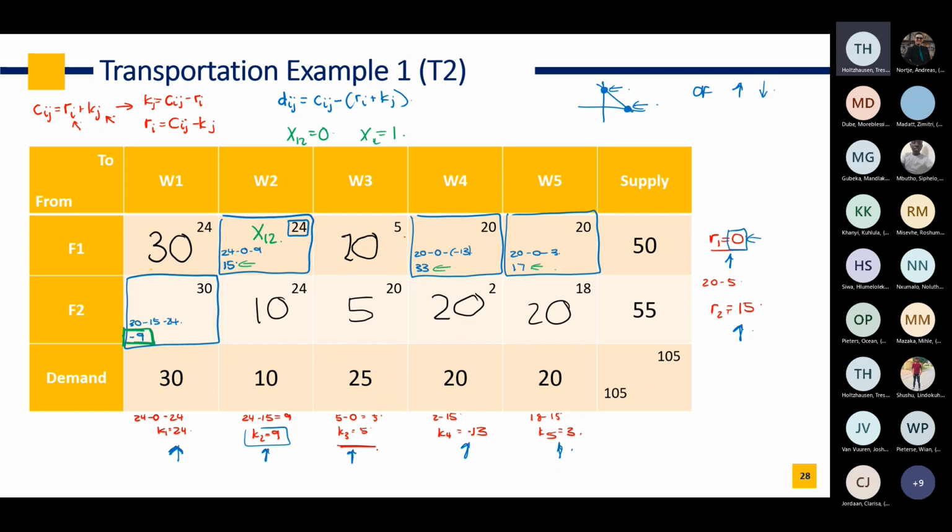So you're like, oh, for every unit that you have of this, it's going to decrease the objective by 9. That's a good idea. Let's bring it into our basic solution.